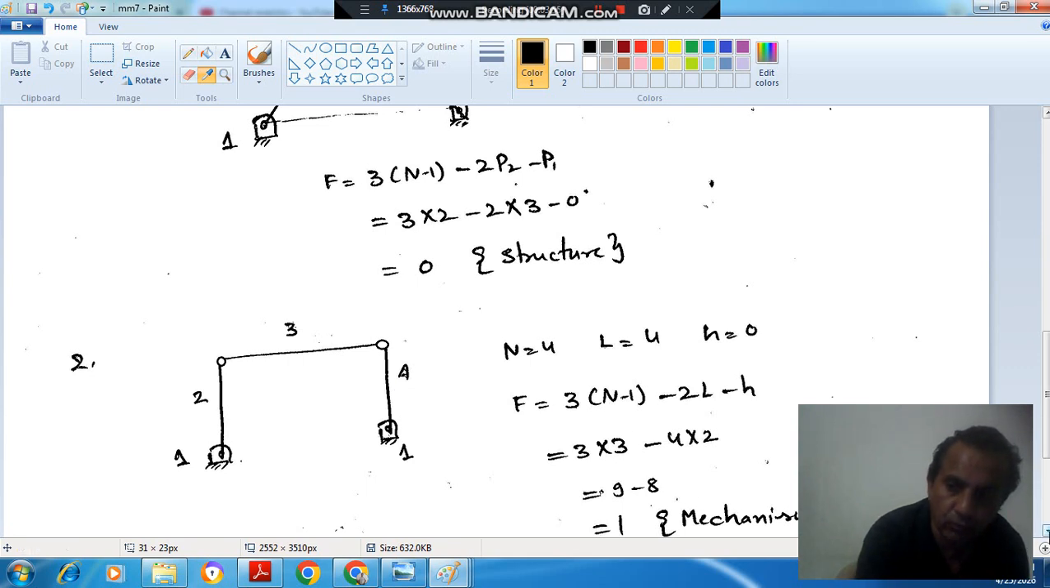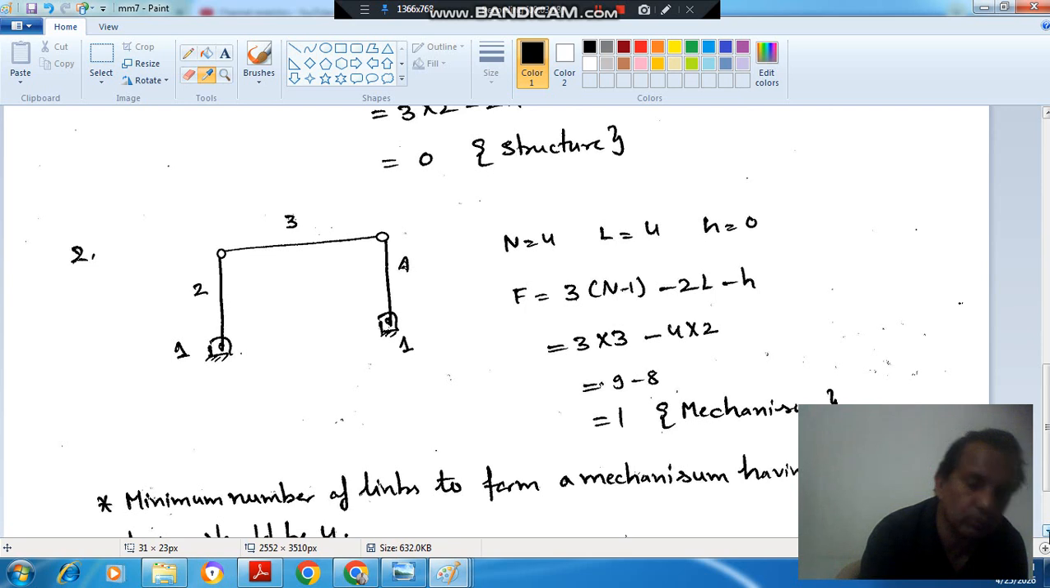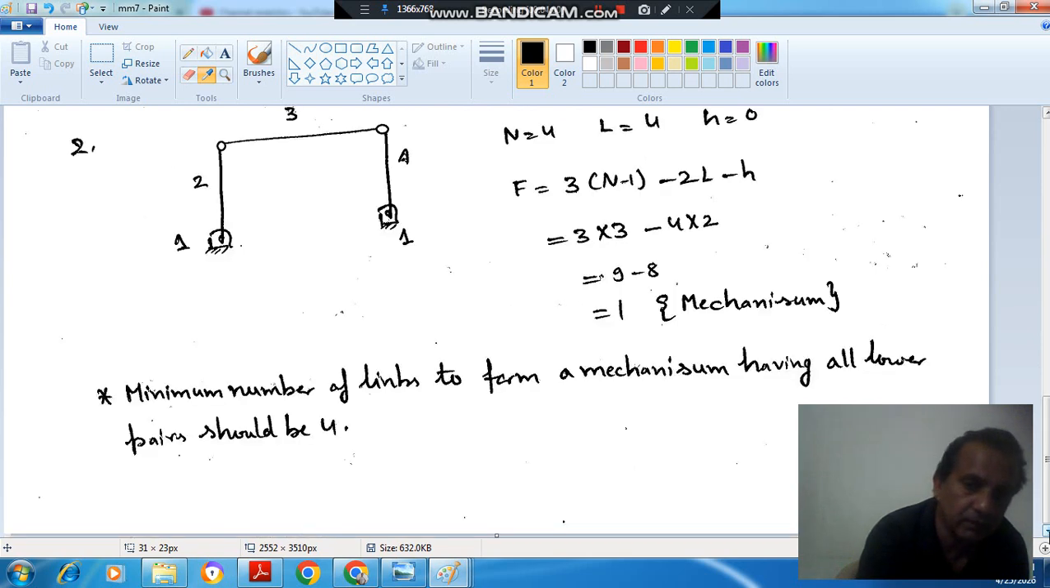If we have 2 links, then there will be only input, no output, so it cannot be considered a mechanism. So the minimum number of links to form a mechanism having all lower pairs should be 4. So this forms a mechanism.